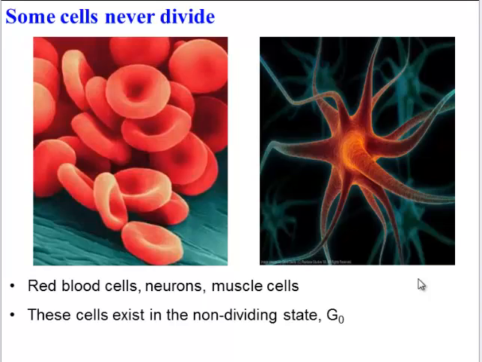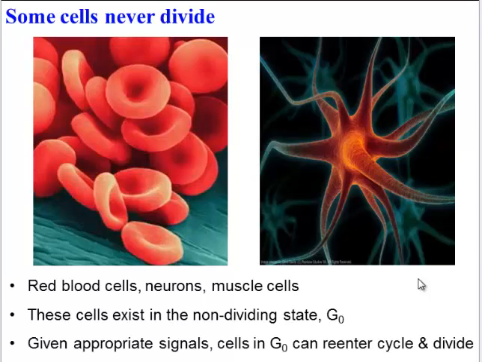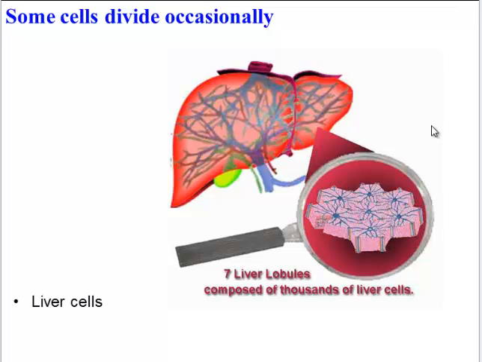Now, occasionally, cells that are in the G0 state can be induced to divide and enter the cycle, given the appropriate signals, and we'll take a look at that in a later lesson. Now, there are some cells in your body that divide occasionally. For example, your liver cells and your pancreas cells.